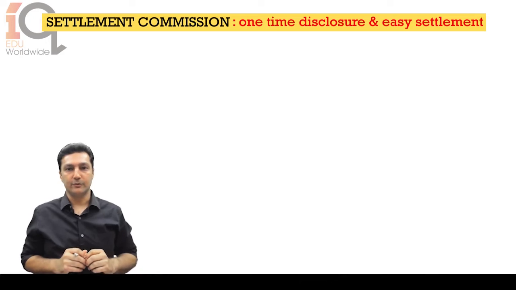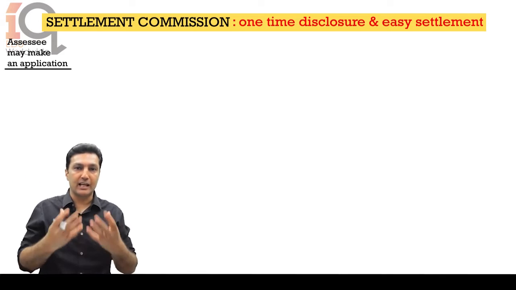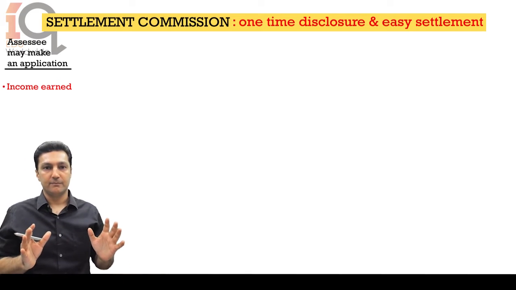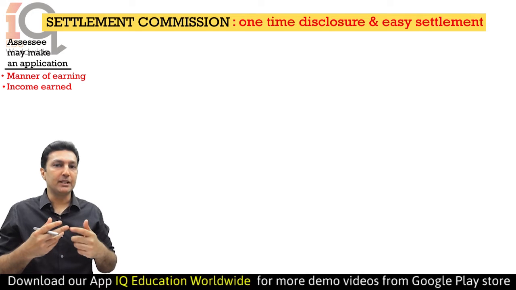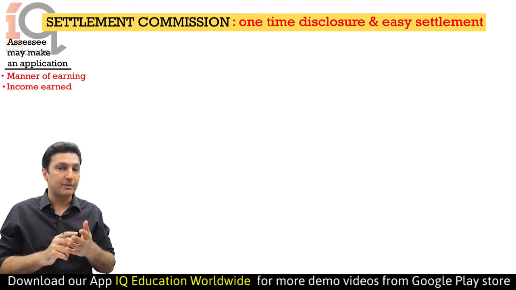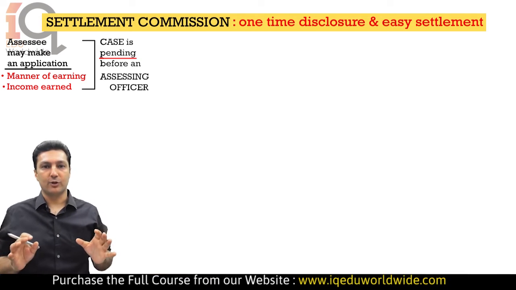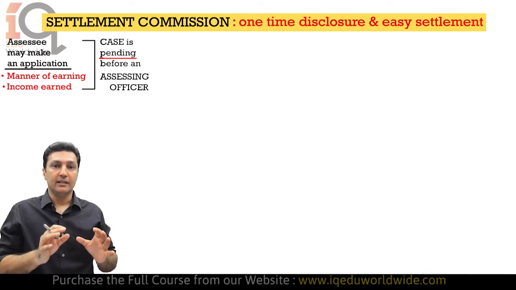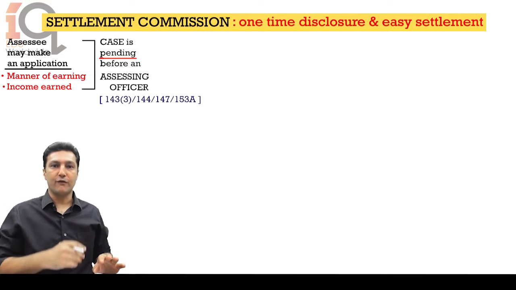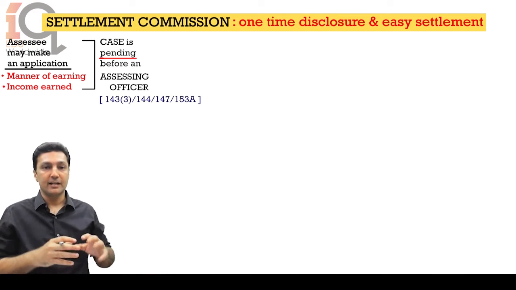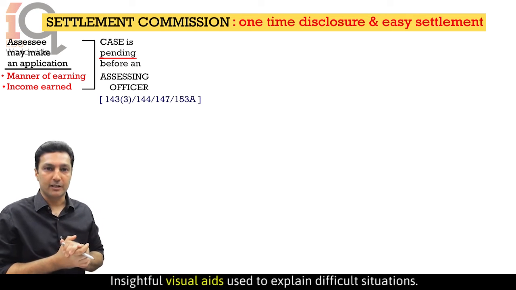Now what does the assessee do? First of all, the assessee must be honest enough to declare whatever income he has earned, along with the manner in which he has earned it, by making an application to the settlement commission. But he can only make an application if a case is pending with an income tax authority. So if the case is pending, either under 143, 144, 153A or 147, or even in fresh assessment, and he wants to come out clean, he makes an application to the settlement commission.